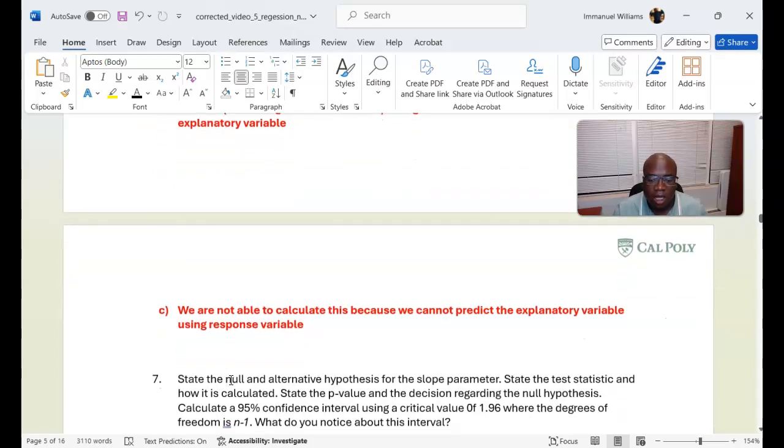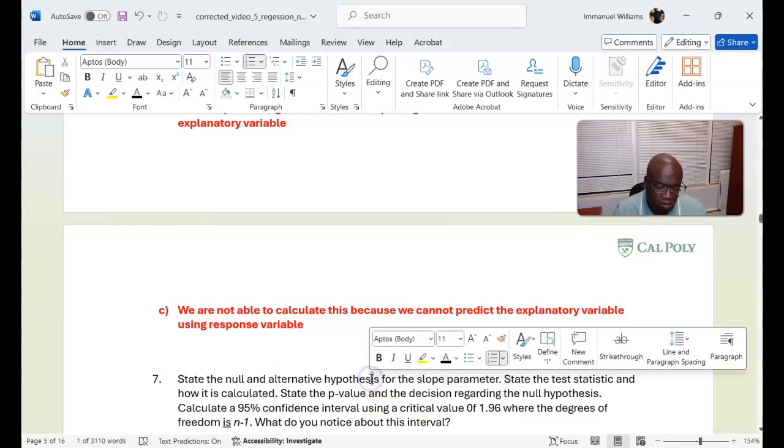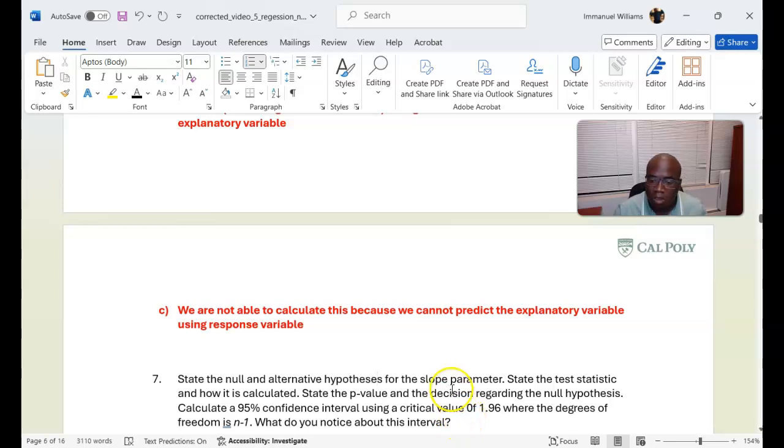Okay. All right. So then here, state the null and alternative hypotheses for the slope parameter. State the test statistic and how it's calculated. State the p-value decision regarding the null hypothesis. Calculate a 95% confidence interval. I don't think we want to calculate a 95% confidence interval, but let's see. I think we do. Okay.